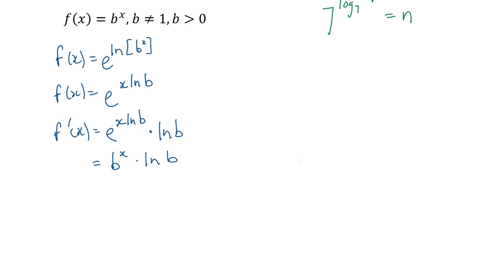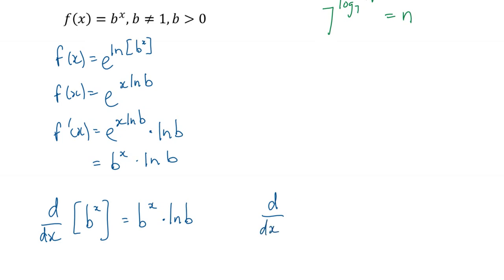So I'm going to write this out again: d by dx of b to the x equals b to the x times ln of b. That's where b is any base, could be e as well, but generally speaking, we're talking about other bases. And then d by dx of b to the u, where u is some other function, is equal to b to the u times ln b times u prime.